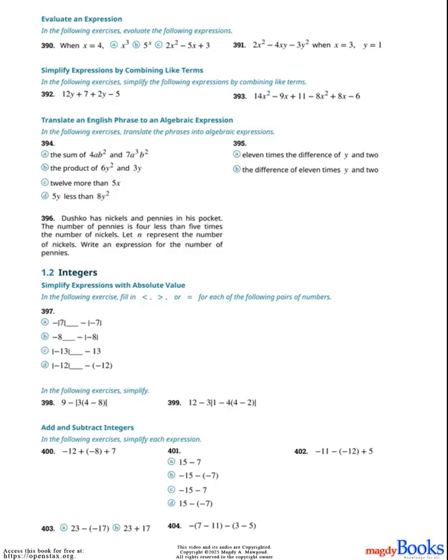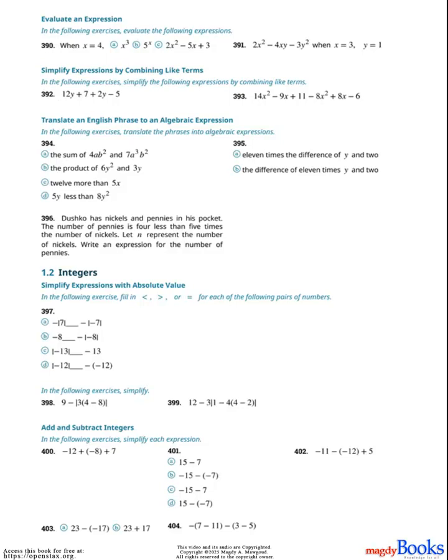1.2. Integers. 1.2.1. Simplify expressions with absolute value. In the following exercise, fill in less than, greater than, or equals for each of the following pairs of numbers. 397. A. Negative the absolute value of 7, blank, minus the absolute value of negative 7. B. Negative 8, blank, minus the absolute value of negative 8.